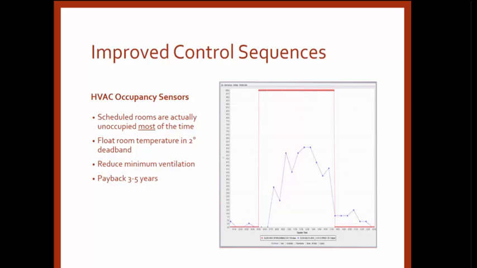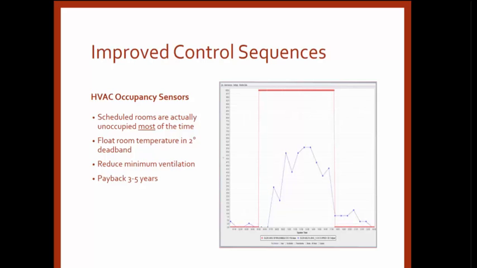Here's an example of the occupancy sensor. Being that it's a learning campus, we have faculty and staff who are typically not in their offices, but in classrooms teaching or in their laboratories doing research, in which case their primary offices are actually unoccupied most of the time.